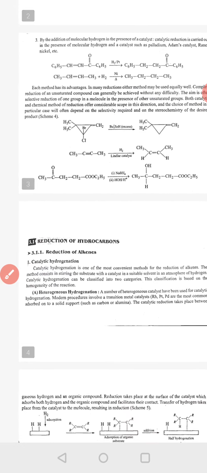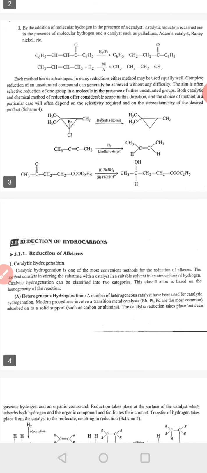So when we know what product we want to get in a reaction, then we use a specific catalyst and specific conditions where we get only the desired product as the end product.